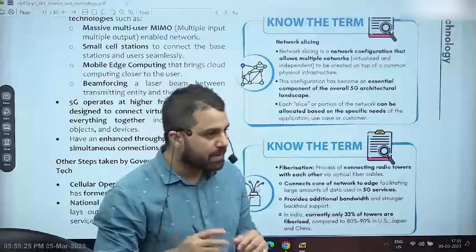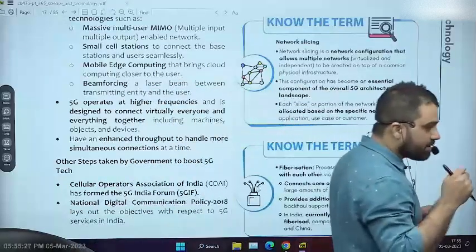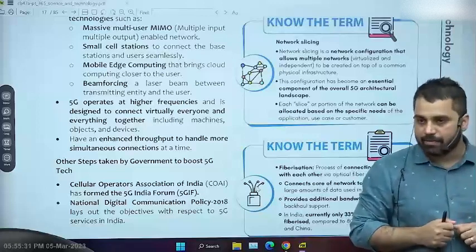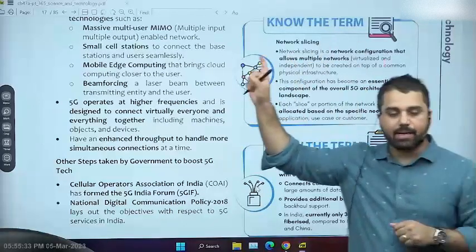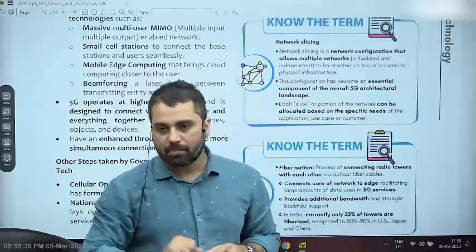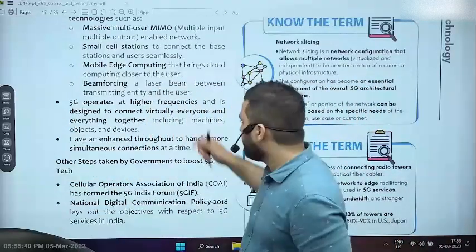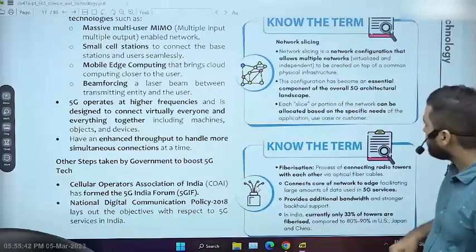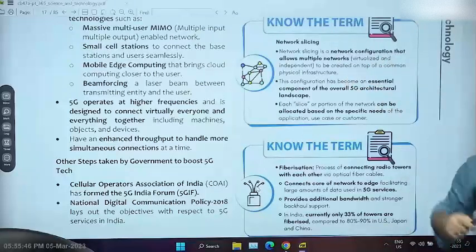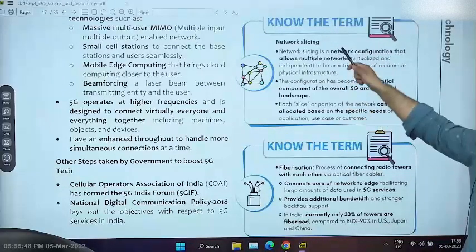So the benefit of edge computing is that it reduces latency significantly, and that is one of the promises made by 5G, that from 30 milliseconds we want to reduce the latency to 1 millisecond, and that is possible with the help of this technology called edge computing. There is one more technology which is very important called network slicing. This is also quite important.